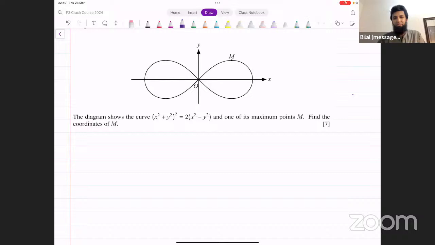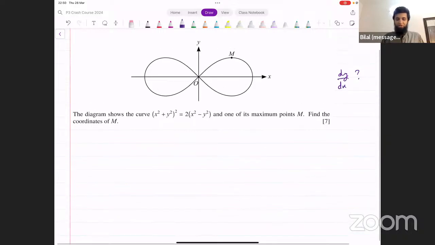Now, what's M? M is the maximum point of the curve. Maximum point means it's one of the turning points, one of the stationary points. How do we find stationary points of any function? At the stationary point, we know that the gradient is equal to 0. Since the gradient is equal to 0, we have to find the derivative of this function and put that derivative equal to 0. That's all that you've got to do. Now, how do you find the derivative of this function? So basically, we want to find dy over dx, right? That's what we want to figure out.